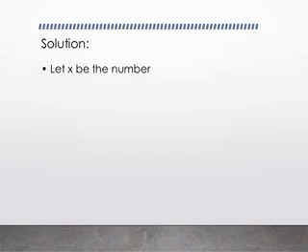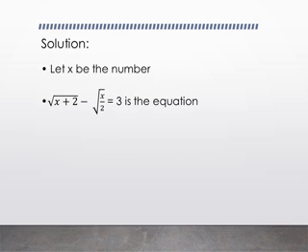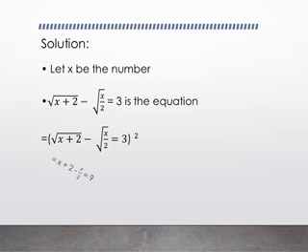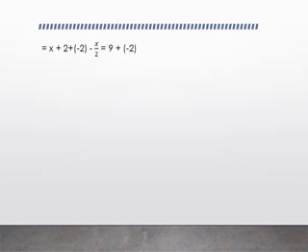We have, let x be the number. So the square root of x plus 2 minus the square root of x over 2 is equal to 3 is the equation. Since it is the equation, in order to find the value of x, we need to eliminate the radical sign. So let's raise the equation to the power of 2. Now let's simplify. What will remain are x plus 2 minus x over 2 is equal to 9.